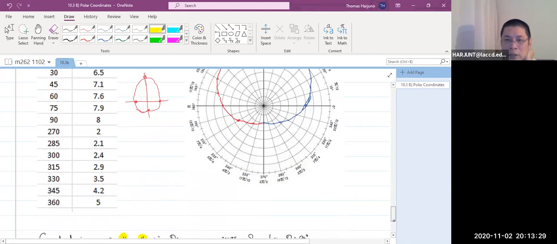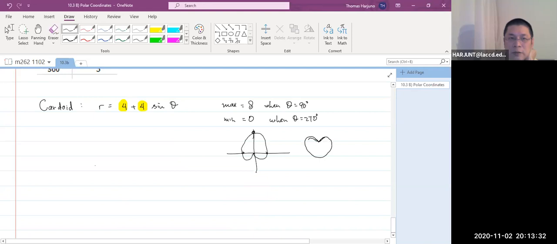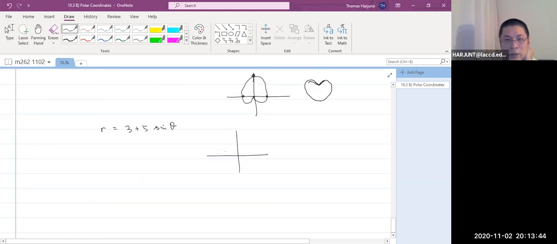Now, of course, what happens if the coefficient is larger? Let's say 3 plus 5 sine theta. Now you will see it actually looks like 3 here, 8 there, 3 here, but then negative 2. So it looks like the following. It goes this way. There must be a theta where it crosses the origin and makes a small loop. Like that. Okay. Let's see what the graph looks like.